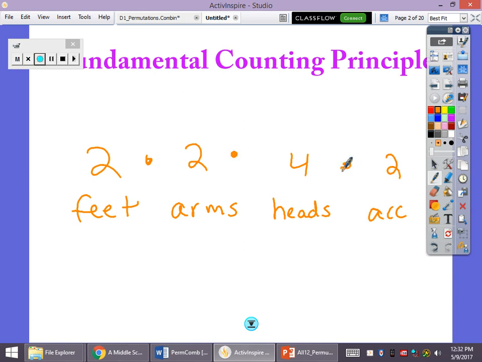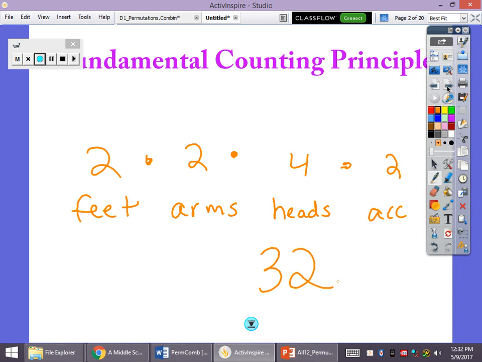That is the fundamental counting principle. You take the options for each category and you multiply it together. So in this case, 4 times 4 is 16 times 2. There were 32 outfits. Okay? All right. Another strategy.